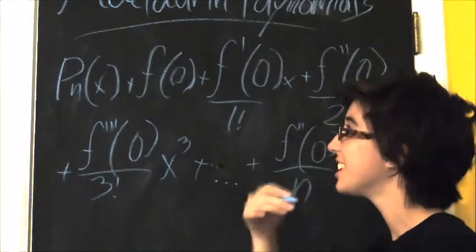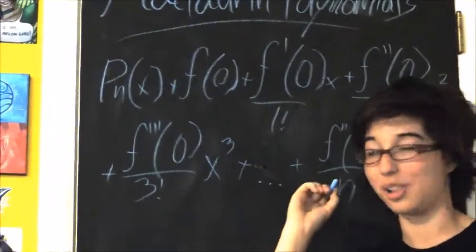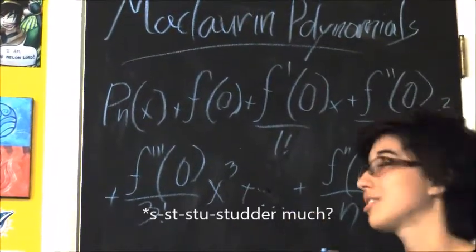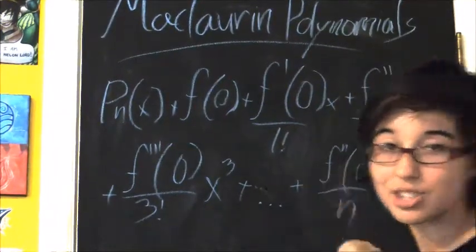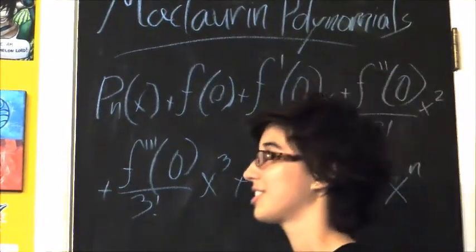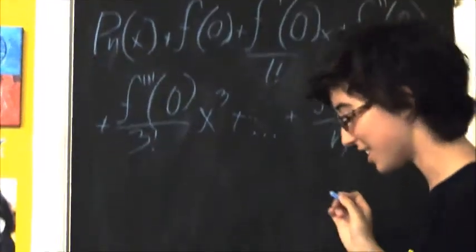Now we'll be working on Maclaurin polynomials, which are so much easier than Taylor polynomials. That's because they're centered on 0, and that's just a lot easier. 0 is always easier. So, let's start with one of them.